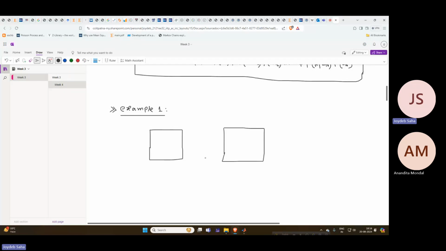There are two boxes. So this is box 1 and this is box 2. The first box contains two white balls and three red balls, and the second box contains three white balls and four red balls.